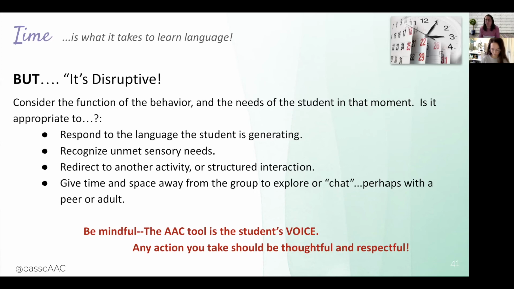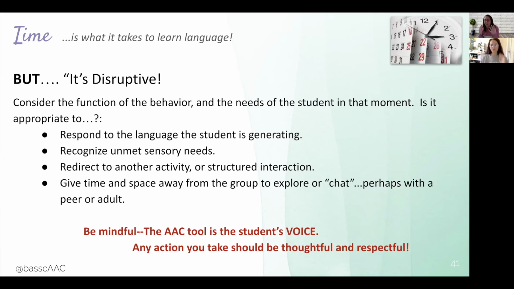We need to treat it like we would any other student, how we would redirect them or how we would approach them in that situation. So when we can, responding to the language that they're generating, because again, that's going to be teaching them those words.